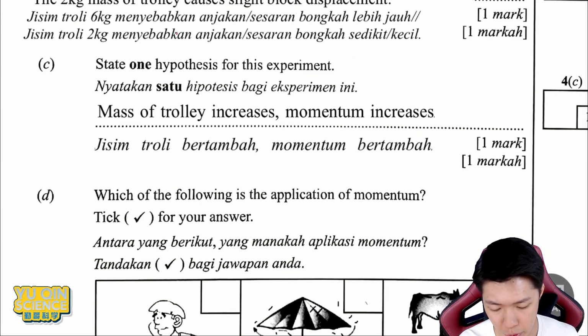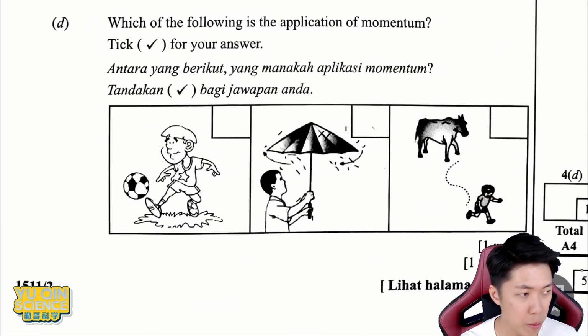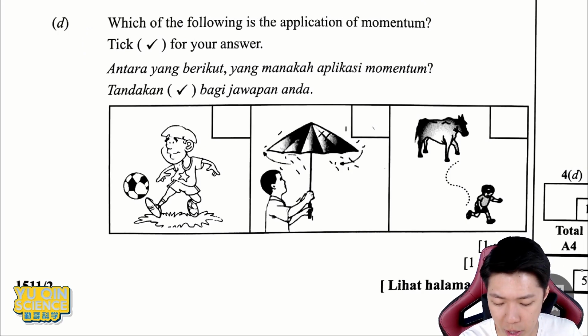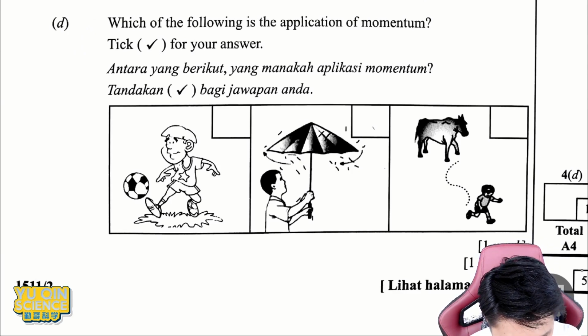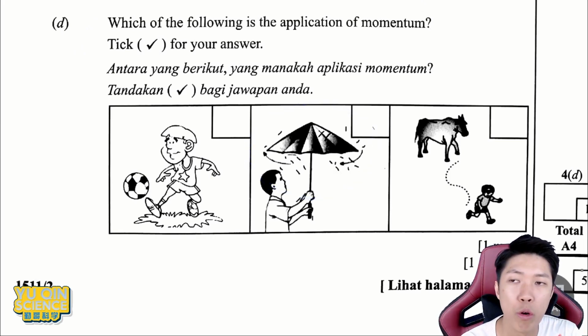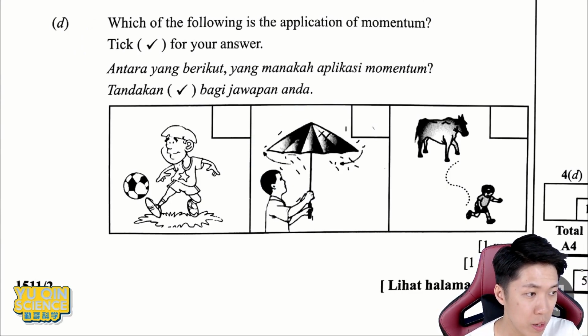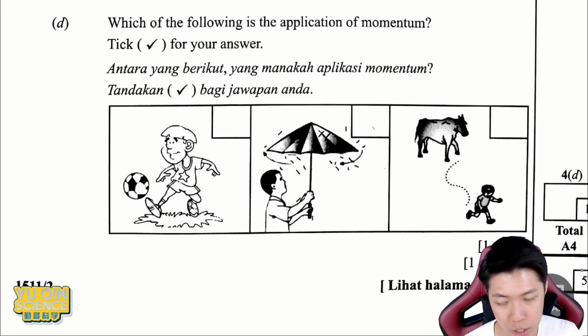Okay, both acceptable. Which of the following is the application of momentum? Now, momentum is about mass times velocity, right? So in the picture you're looking at, maybe it's not too clear, that is rotating the umbrella so that the water will fly away. That's going to be your inertia. So that's not your answer, by the way.